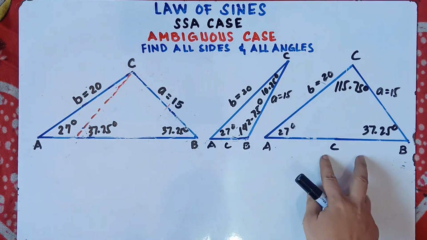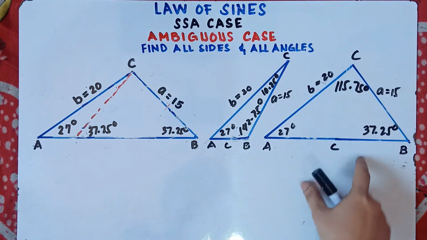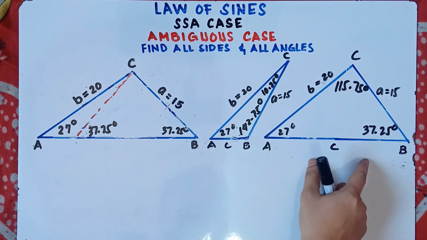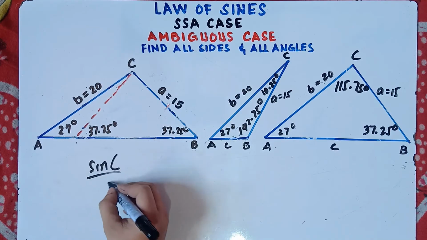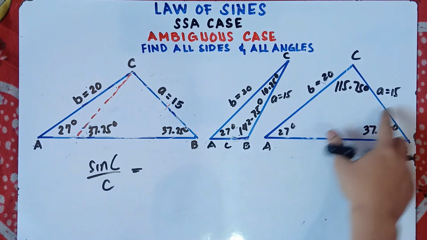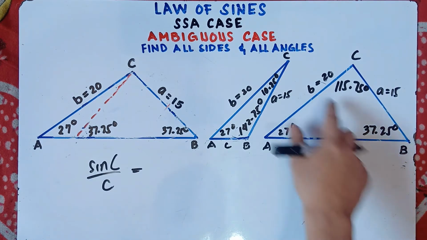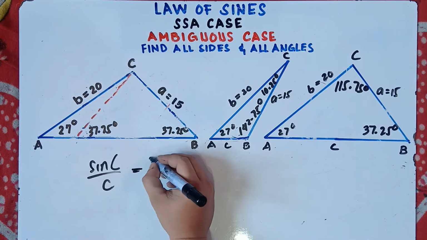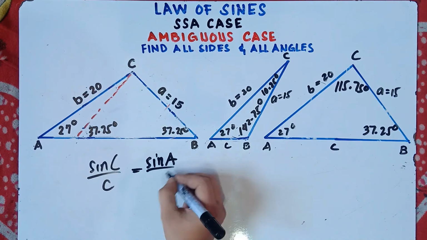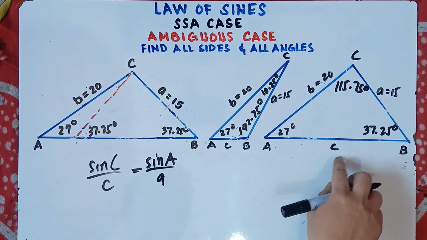Alright, so let's find the side C, opposite of this angle C, this side. We can use sine C over C equals sine A over A, or we can use sine B over B, because we have the values of B and angle B. We also have A and angle A. So let's use A and angle A, sine A over A. Once again, we're told to find this side.